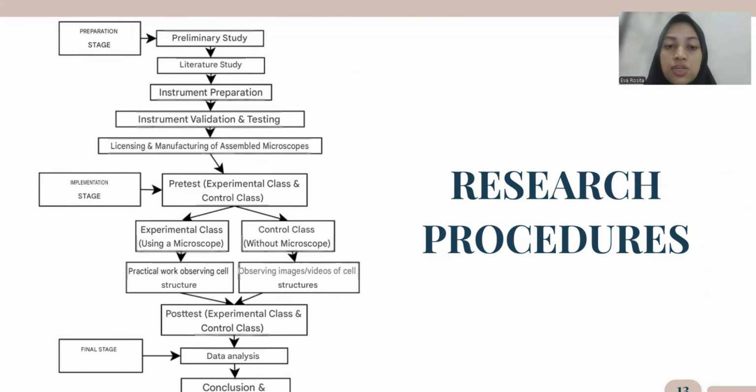The research procedure consists of 3 stages: the preparation stage, implementation stage, and final stage. The preparation stage is conducting preliminary studies, literature review, creating instruments, validation, instrument testing, obtaining research permits, and building the assembled microscope. For the implementation stage: administering the pre-test, conducting the learning treatment for 1 meeting, administering the post-test, and giving the response questionnaire. And for the final stage, I will process the data, conduct data analysis, draw conclusions, and write the final report.